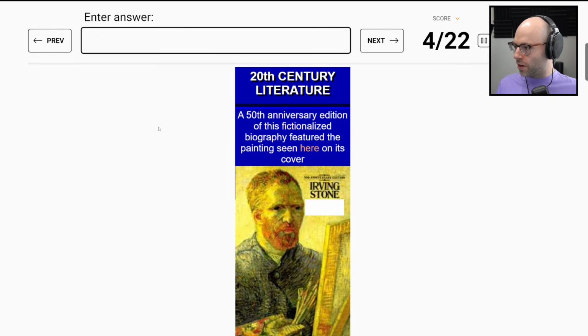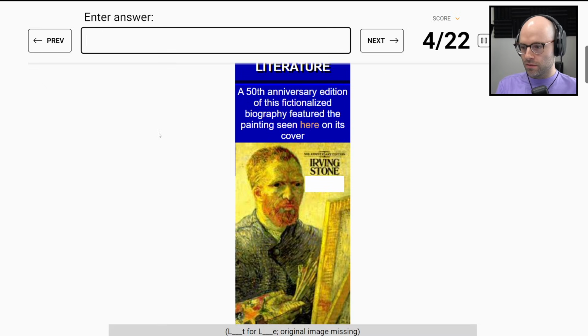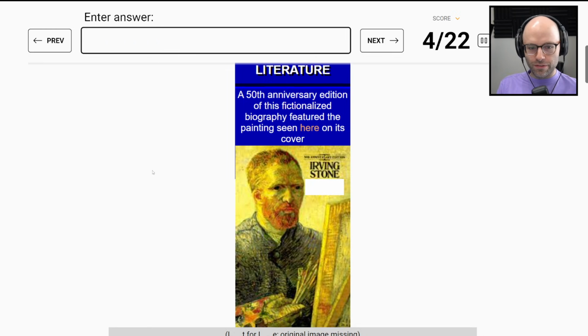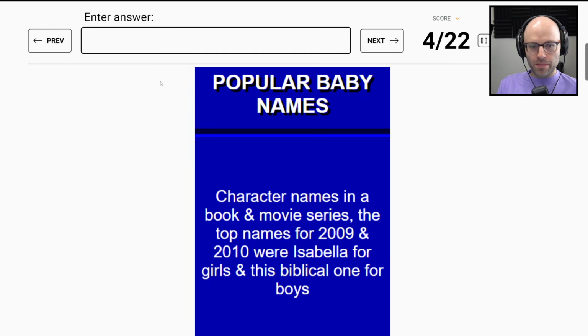This is Portrait of an Artist, right? A 50th anniversary edition of this fictionalized biography featured the painting seen here on its cover. Portrait of an Artist on Fire. Oh, I can see the clue. It's Lust for Life? I thought that was Iggy Pop.